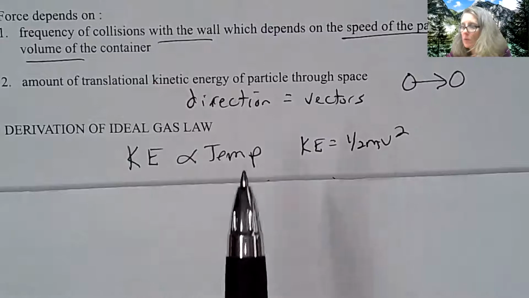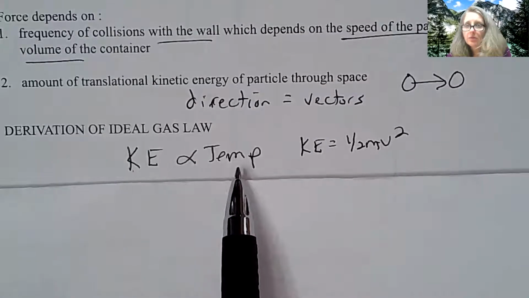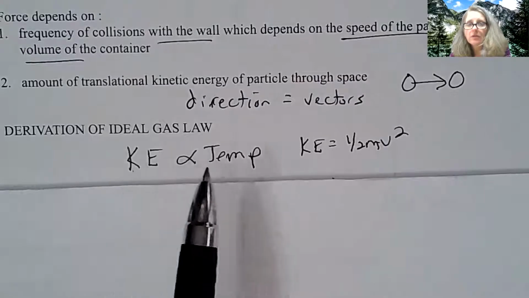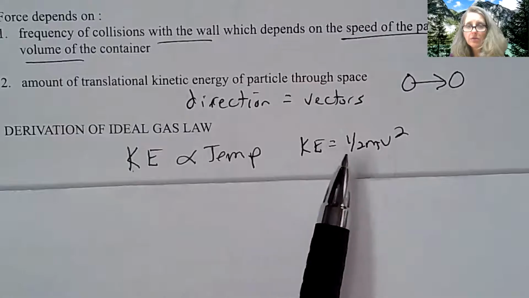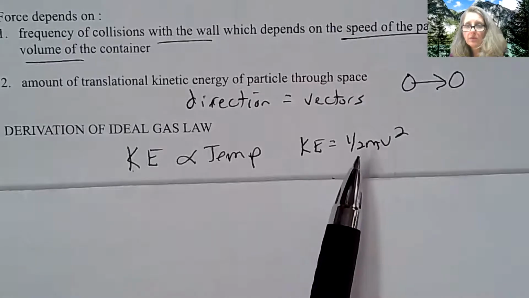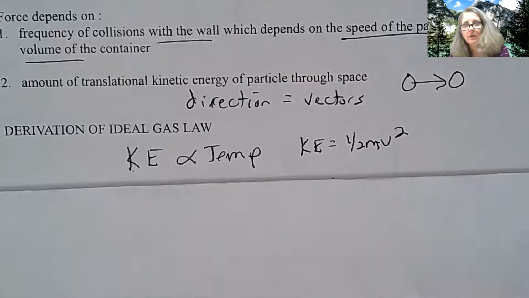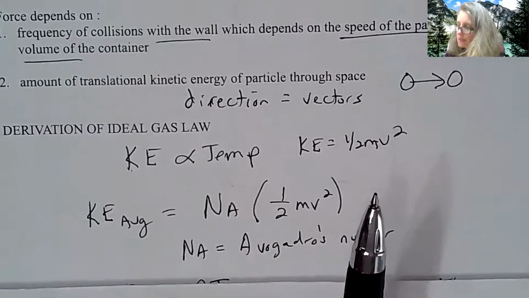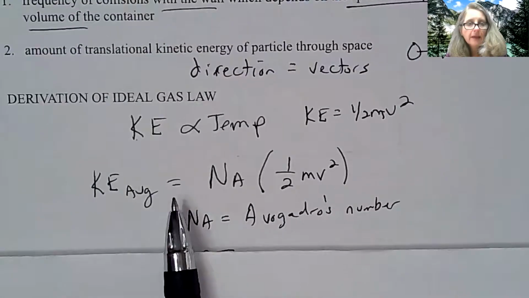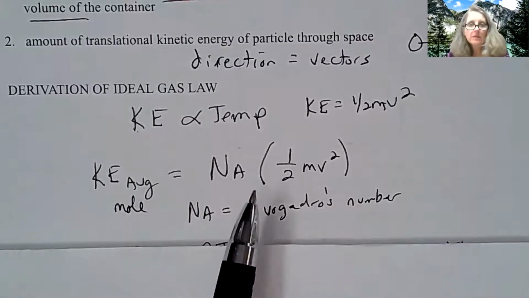Okay, so we know that kinetic energy of a substance is proportional to its temperature. So as I increase kinetic energy, the temperature will increase, vice versa. And we know that kinetic energy, an equation we have seen before, is 1/2 mv squared, v being velocity. Okay, so I'm going to derive an equation that's going to use velocity. So I can find what we call the kinetic average of a mole of a gas by using this equation.